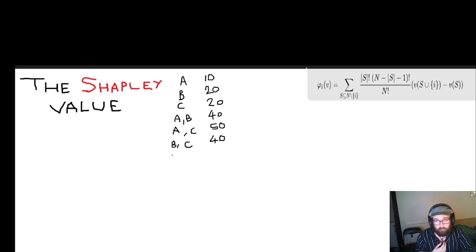And finally, if all 3 people combine their resources, they can make $60 an hour. So the question is, when person A, B, and C all combine their resources, how should they be splitting the $60 an hour profit?